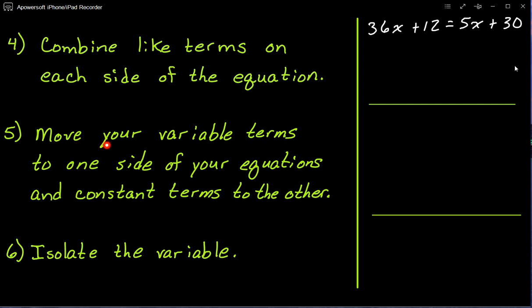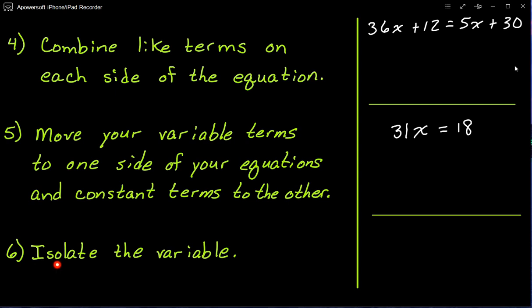The next thing is move your variable terms to one side of your equation. All right, so we have a variable term here and a variable term here. We're going to move 5x over to this side, and you're going to move it by subtracting, which will give you 31x. Now, in this same step, we're also going to move the constant terms to the other side. All right, well, our constant terms are 12 and 30. So we're going to move 12 over to the other side by subtracting it, and 30 minus 12 is 18.